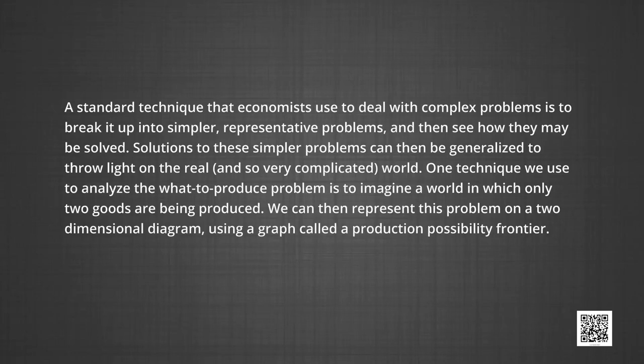One technique we use to analyze the what to produce problem is to imagine a world in which only two goods are being produced. The advantage of doing this is that we can then represent this problem on a two-dimensional diagram using a graph that we call a production possibility frontier. A production possibility frontier is the curve representing the maximum of two different goods which an economy can produce given, and this is important, given the technology and the resources it has.